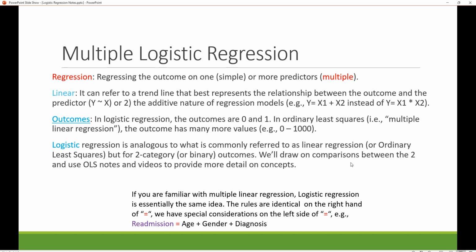We'll draw on comparisons between the two and use the OLS notes and videos to provide more detail on our concepts. If you're familiar with multiple linear regression, logistic regression is essentially the same idea. The rules are identical on the right hand of the equal sign. We have special considerations on the left side of the equal sign. For example, readmissions equals age plus gender plus diagnosis.